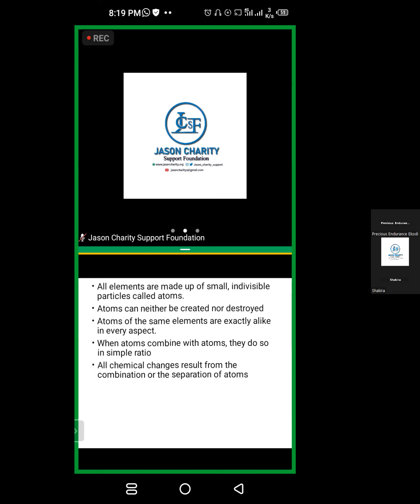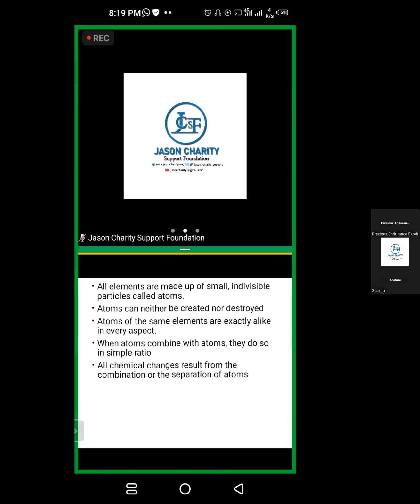He also said that atoms can neither be created nor destroyed, that you can never destroy atoms. Since they are indivisible, they can never be destroyed, and you cannot create them on your own because they are natural, according to him. And he also said that atoms of the same element are exactly alike. They are no different. They always look alike. Once you see chlorine, it is chlorine. It cannot exist in a different way. It has to be chlorine the way it is.